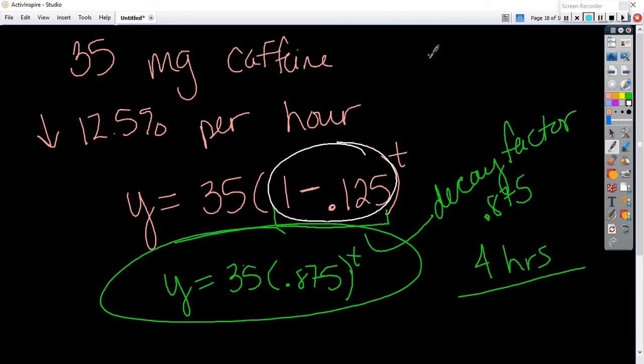So now plug 4 in for T. Be very careful, guys, as you do this. When you plug in 4, don't multiply first and then raise to the fourth. If you're doing it separately on your calculator, you'll need to do 0.875 to the fourth and then times that by 35.